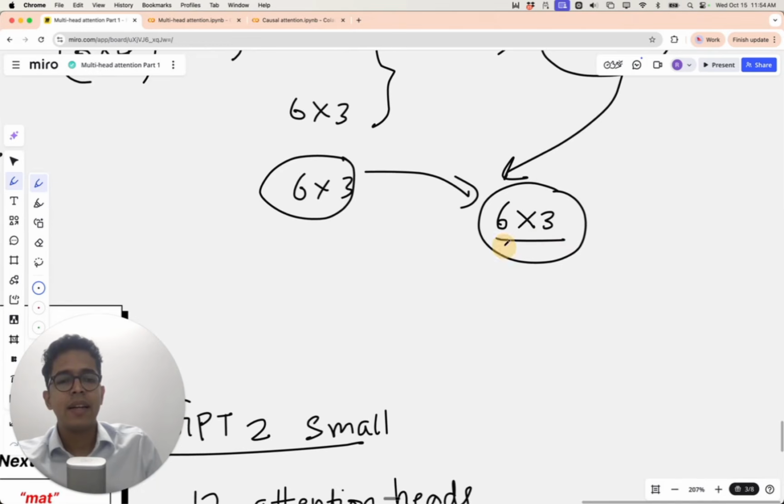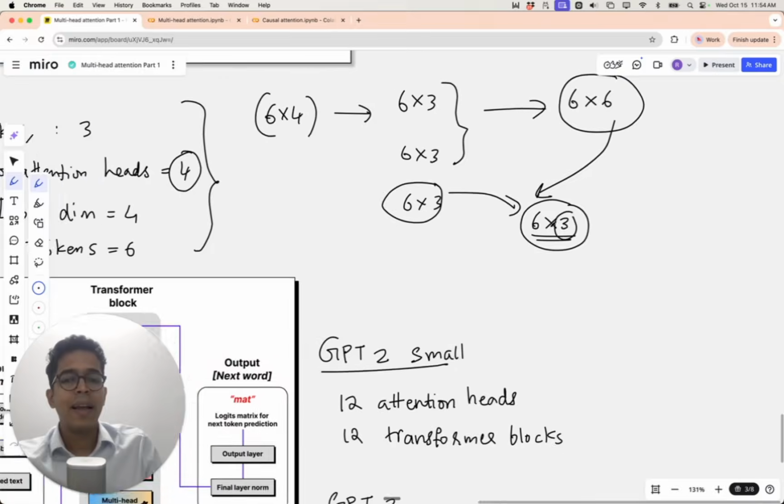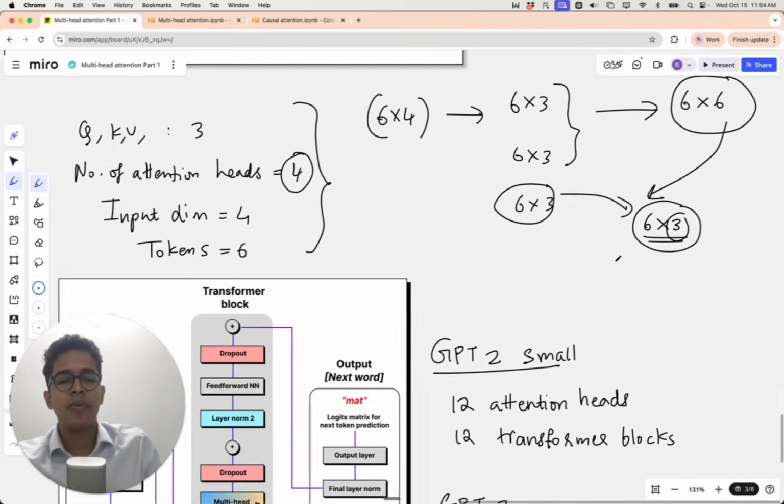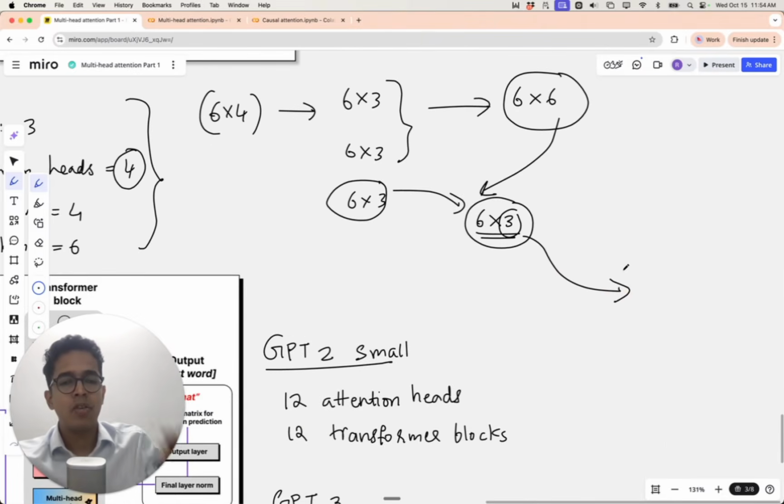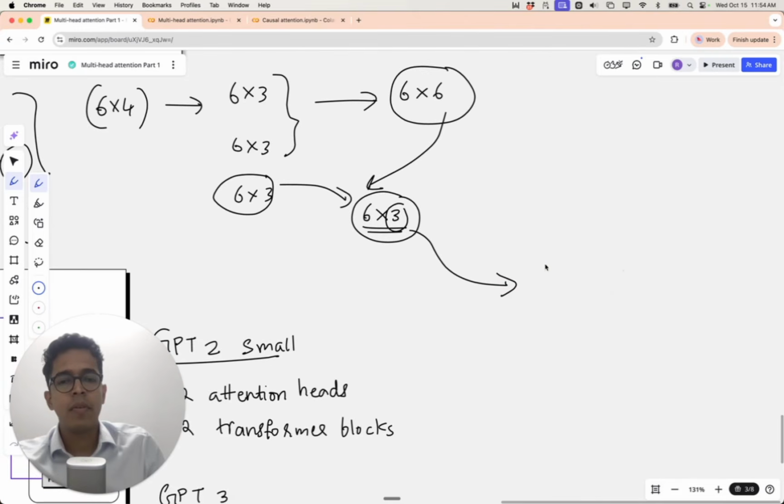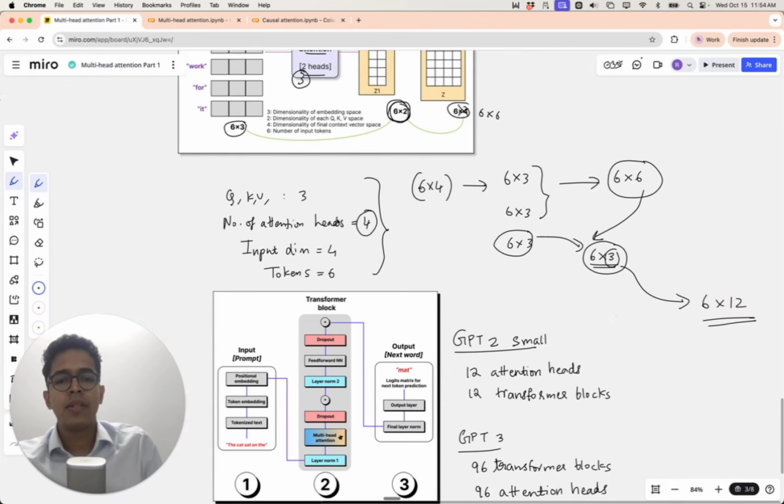In each attention head, the dimensionality of each vector is 3. You have 6 vectors, each vector has a dimensionality of 3. But like that, you have 4 attention heads. So if you concatenate, finally, you are concatenating along the row. This will become 6 by 12. So this is how it works. So these were random numbers I just picked. This is not how actual GPT numbers look like, but just to show you how to calculate, right? So this is what we finally have.